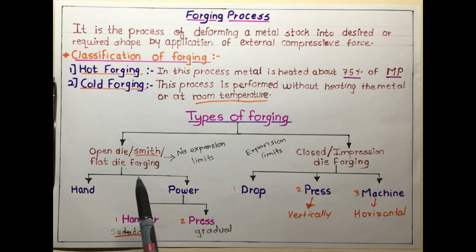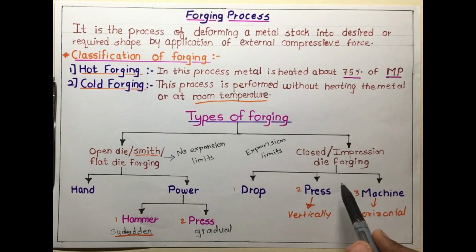Now we will see the second comparison. Open die forging has less cost and closed die forging has more cost, because in the closed die forging, for preparation of the die we need to perform some manufacturing processes on the die to give it the same dimensional shape as the final product which is to be obtained.